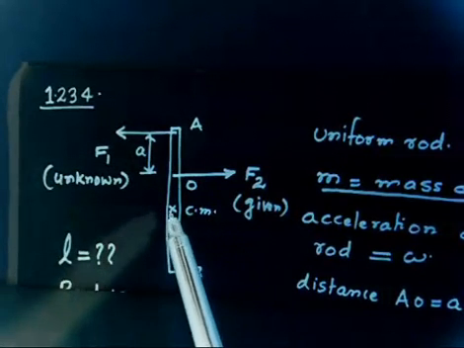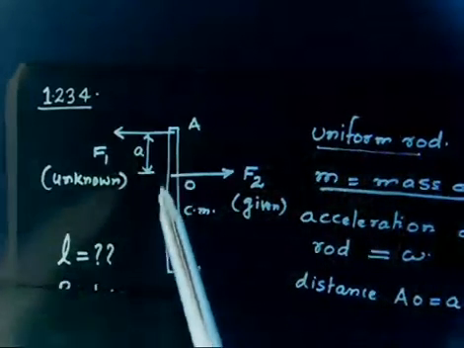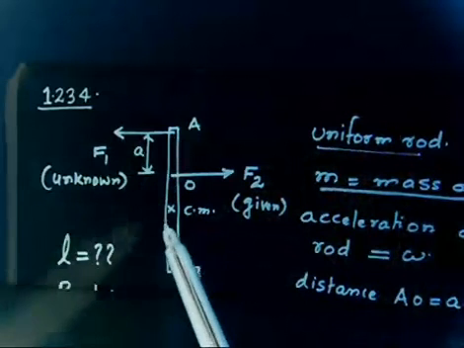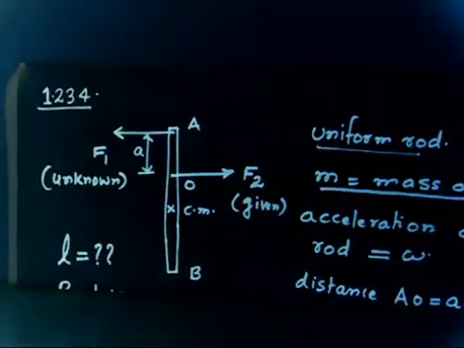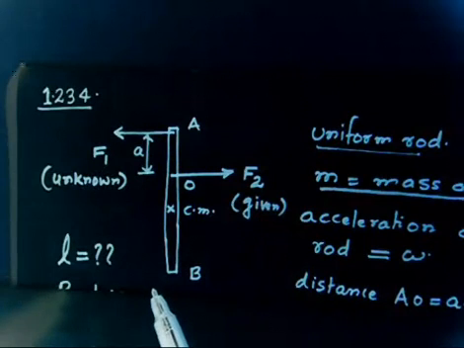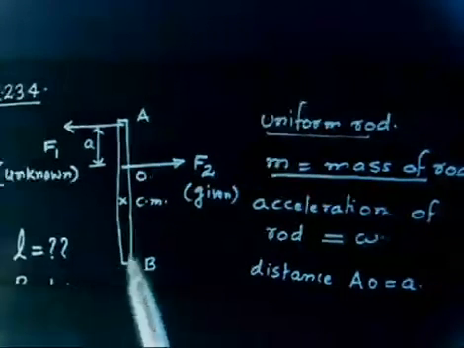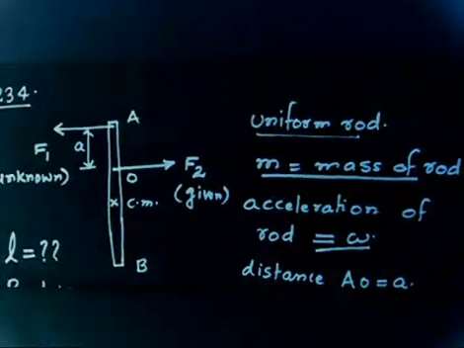Now since it is a uniform rod, I can assume the center of mass lies at a distance of L by 2 from this end and L by 2 from this end. F2 is given in the problem, but F1 is not given. So F1 is unknown, F2 is given. And Irodov says the acceleration of rod is omega.